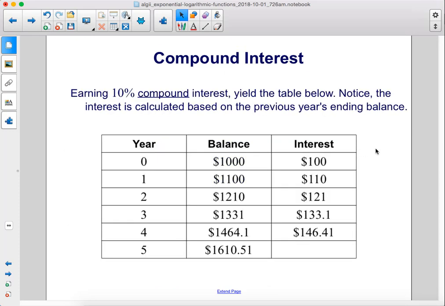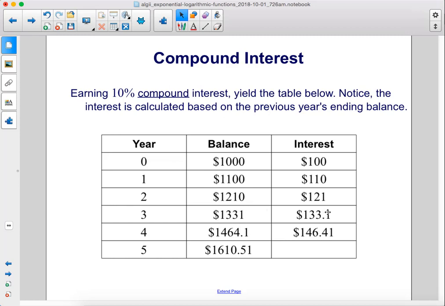Earning 10% compound interest yields the table below. Notice the interest is calculated based on the previous year's ending balance. So we have our initial balance of $1,000, we earn $100 of interest, leaving us with $1,100. Then we take 10% of this, and that yields $110. When we add that to our balance, we get $1,210. Then we find 10% of $1,210, that gives us $121. When you add these two together, we end with an account balance of $1,331.